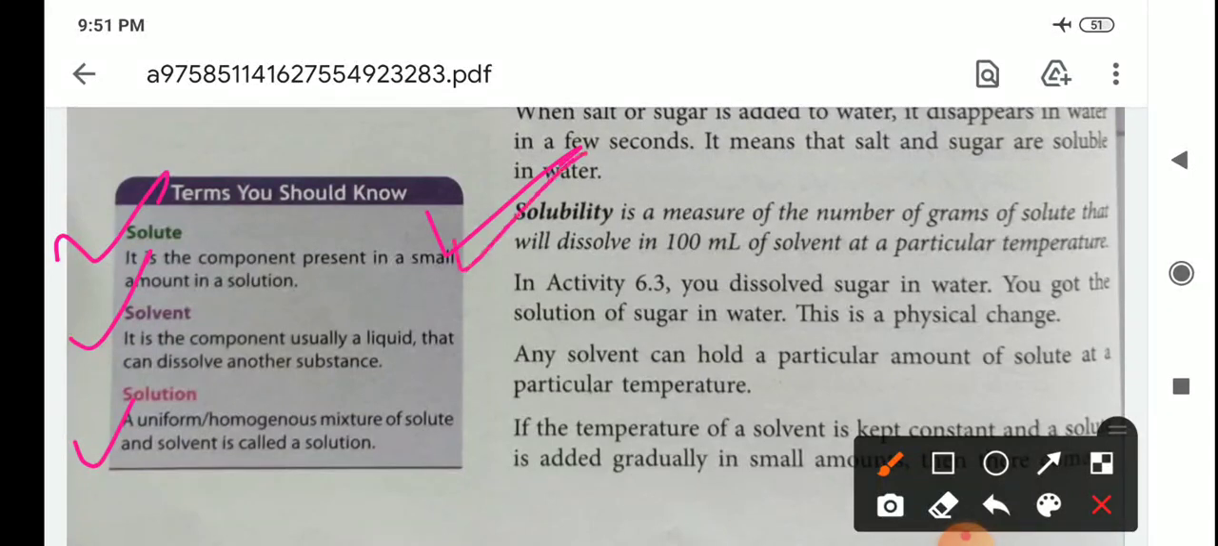Then comes solubility. Solubility is a measure of the number of grams of solute that will dissolve in 100 ml of solvent at a particular temperature. In activity 6.3, we dissolve sugar in water. We got the solution of sugar in water. This is a physical change.